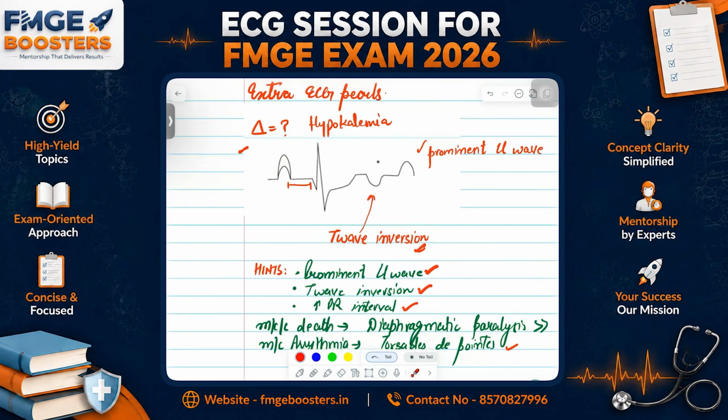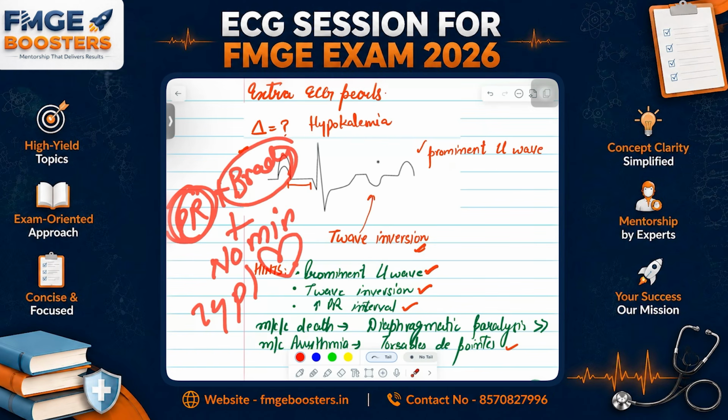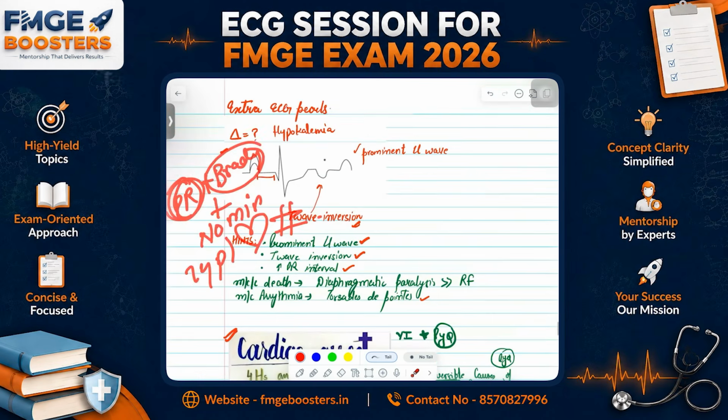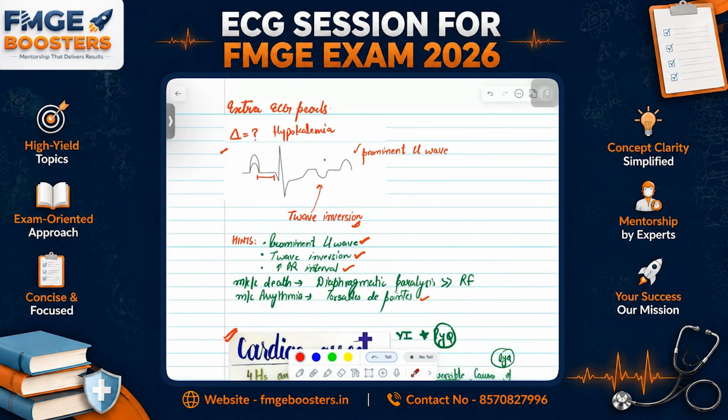It is hypokalemia. We already did a place जहाँ पे PR was increasing plus bradycardia, no missed beat. बताओ क्या था? PR increased, bradycardia, no missed beat. It was type 1 heart block. ठीक है चलो, अभी most common cause of death in hypokalemia is what? It is diaphragmatic paralysis and most common arrhythmia if they ask is torsades de pointes.